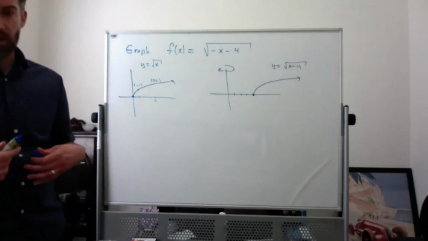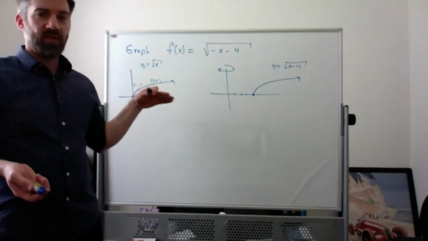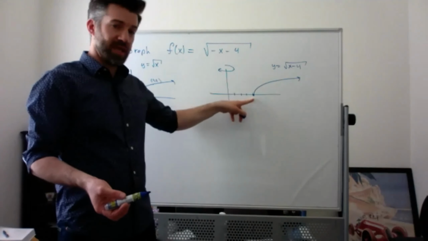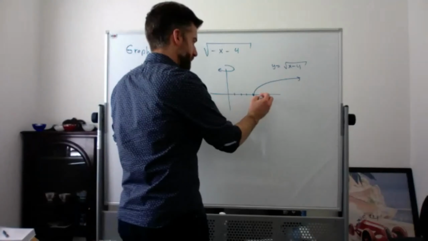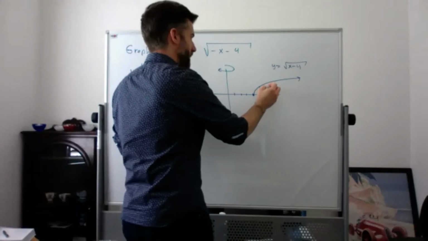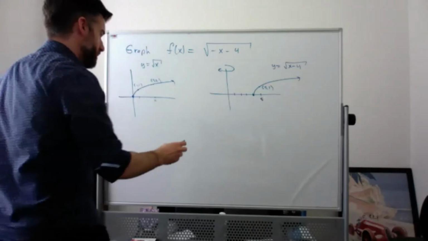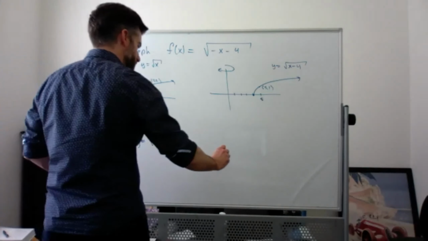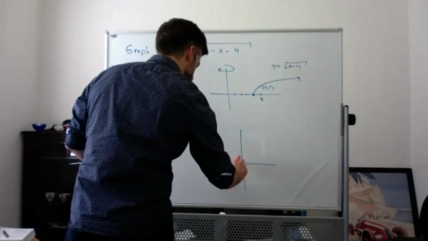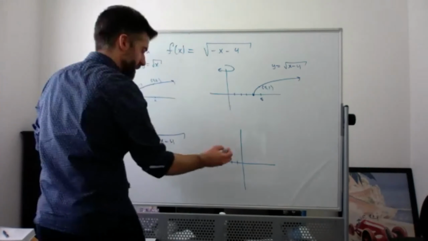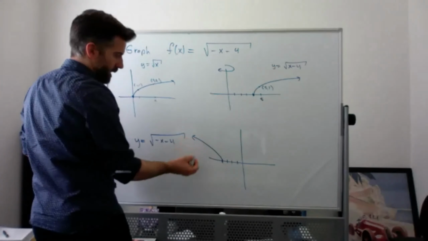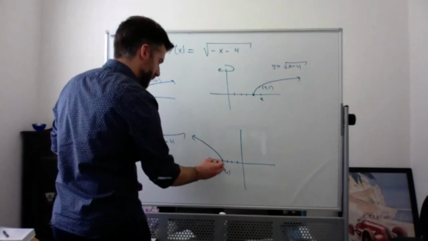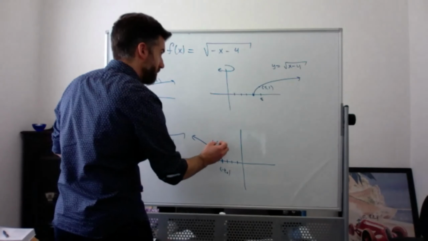The other way to think about reflecting around the y-axis is basically all the y values stay the same, but the x values become the negatives of what they were. So instead of getting 4, 0, I'm going to get negative 4, 0. Instead of getting 5, 1, I'm going to get negative 5, 1, and so on. So my final graph here, the square root of negative x minus 4, starts at negative 4 and goes that way. It's got the point negative 4, 0, and negative 5, 1.